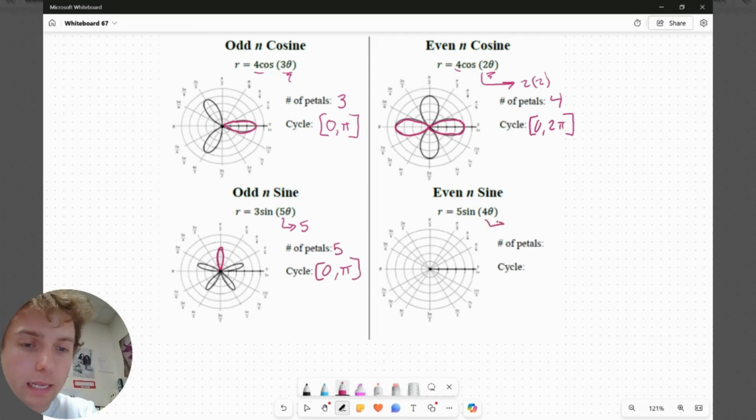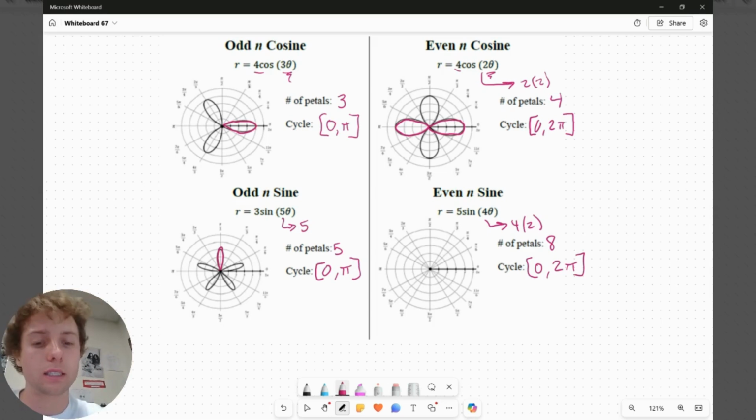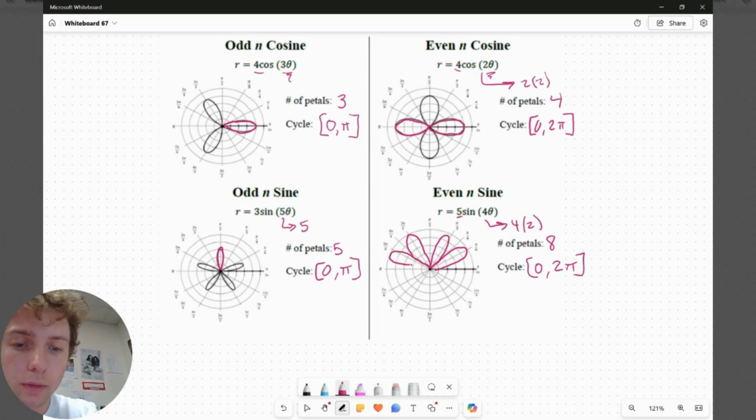But now I have an even number on the inside, so I need to double both of these values. The number of petals is 8, and the cycle is 0 to 2 pi. If you were to graph this, what you would end up finding is 8 petals, and you would notice that none of the axes have a petal around them. That means there's 2 petals in each of these different sections. Notice the value of 5, that's where each of these petals should be getting out to, which is all the way at the very end.